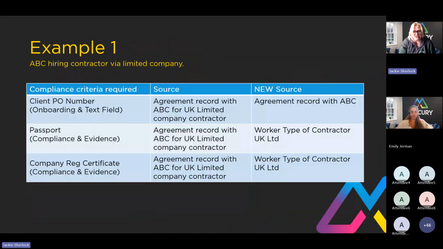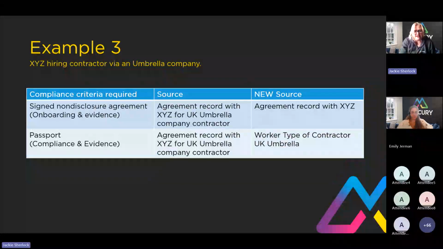So if I quickly show you a couple of examples of how it would have worked previously and how it works now. So you can see the agreements and the worker types are separated out here. And then in a different example, again, the agreement and the worker type is separated out. This one's for a UK umbrella contractor role.